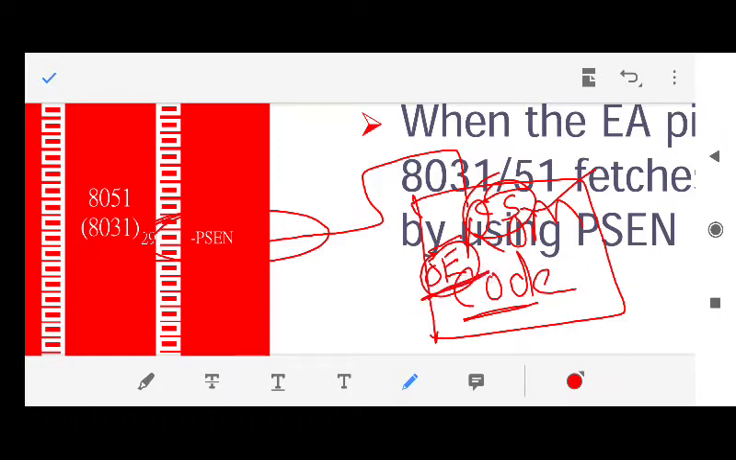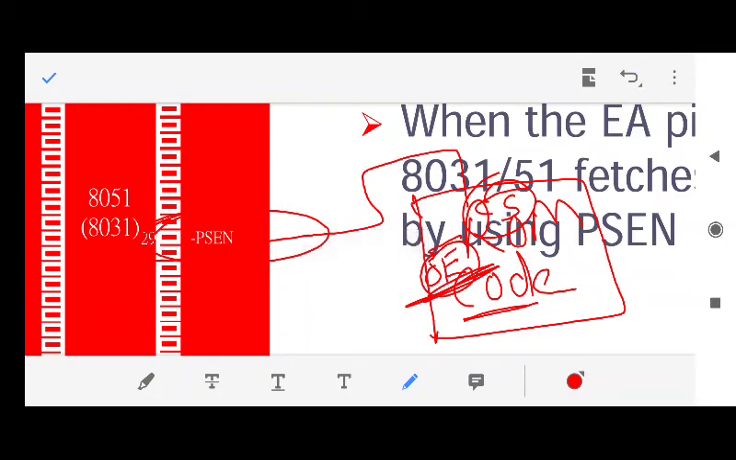Fine. So what you do, you connect the program store enable pin of the 8051 to the chip select and the output enable pin, both. Why do you do that? Because output enable means the ROM can only be read, it cannot be written, it's a read only memory. So you have to enable the reading, meaning getting out from the ROM. So there is one pin which is known as output enable. Output enable means enable the output from the ROM.